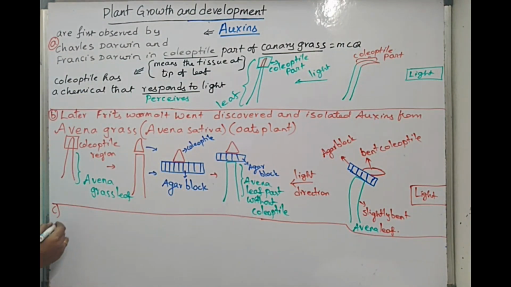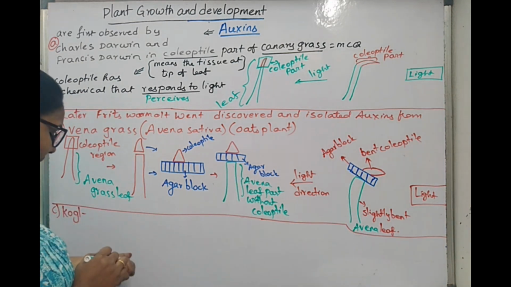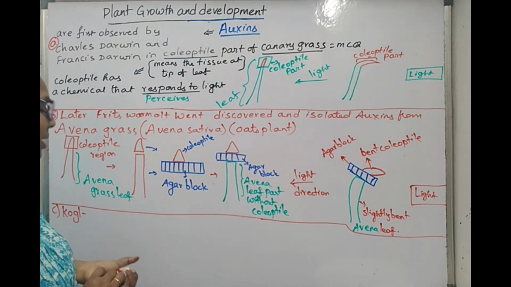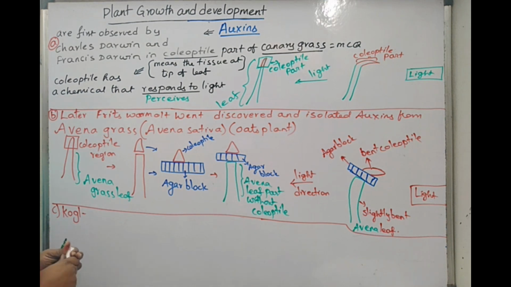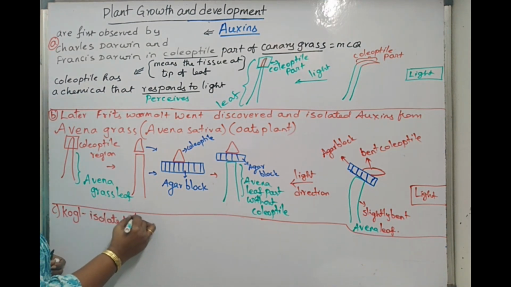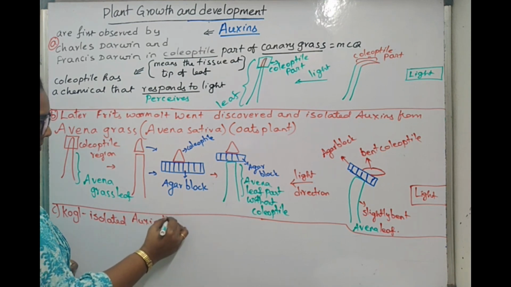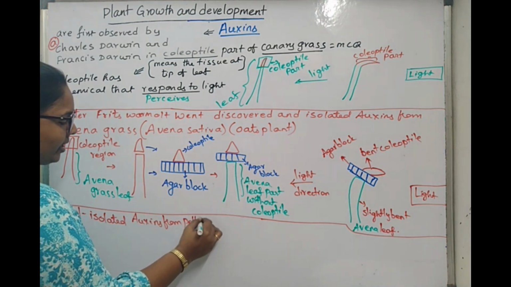Thirdly, on auxins, Kogl. He first isolated auxins from the urine of patients who are suffering from pellagra. The patients suffering from pellagra have a deficiency of niacin, that is vitamin B3.